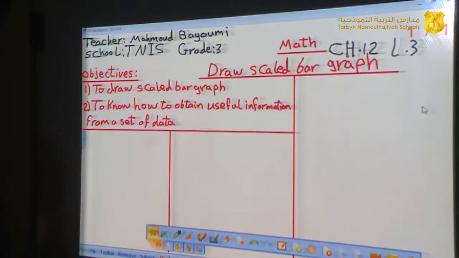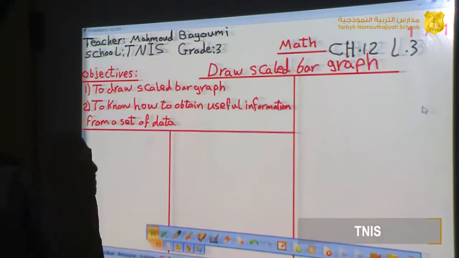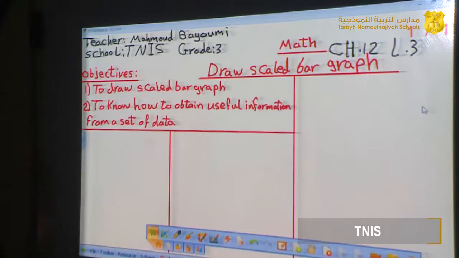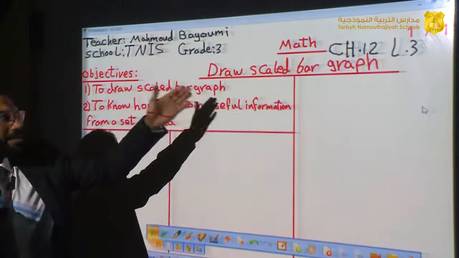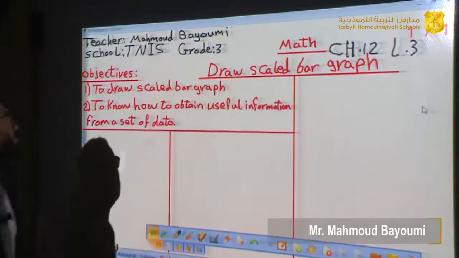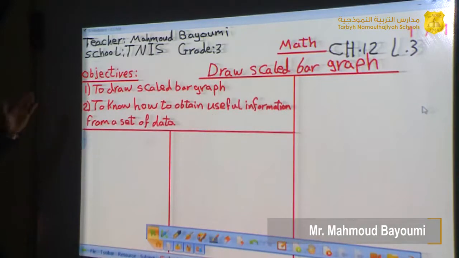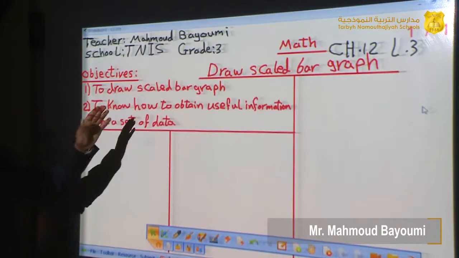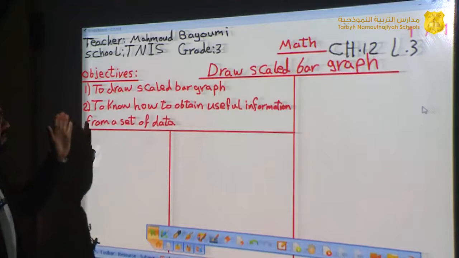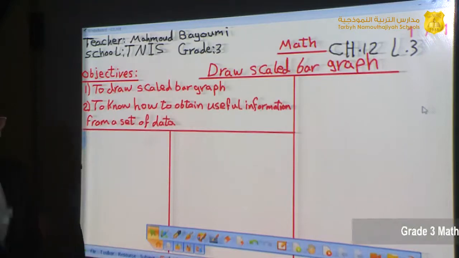I will explain today a lesson for grade 3. Our lesson today is draw scaled bar graph. Our objectives are to draw a scaled bar graph and to know how to obtain useful information from a set of data.